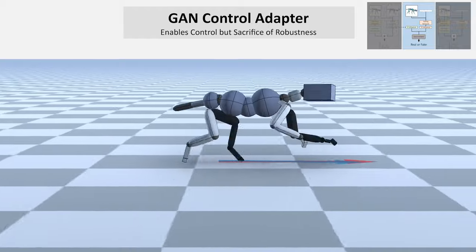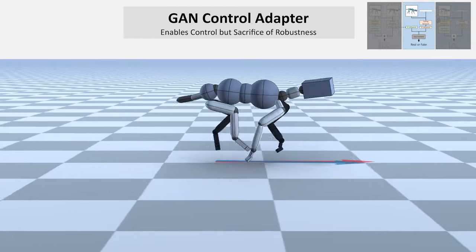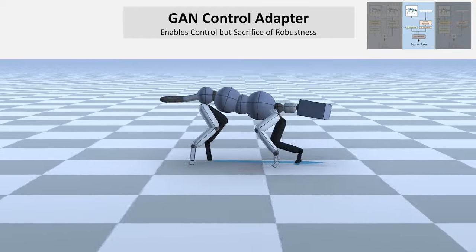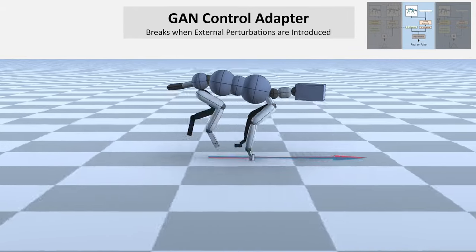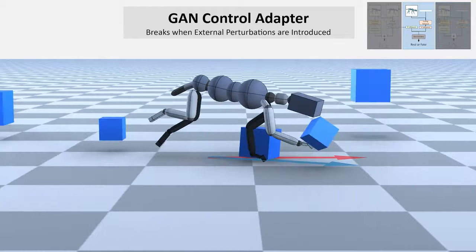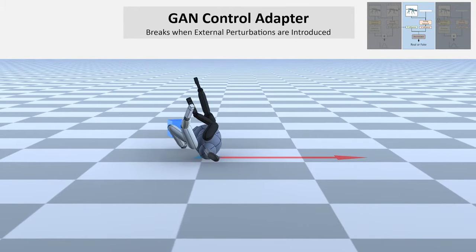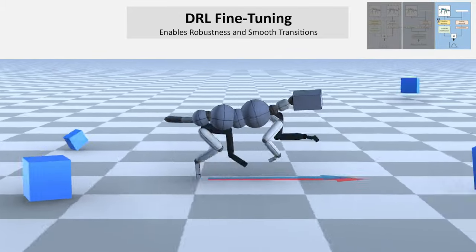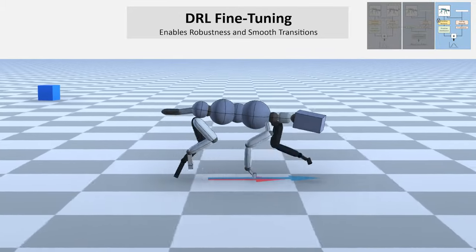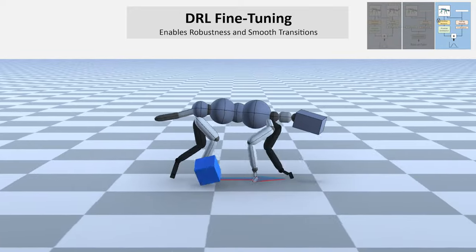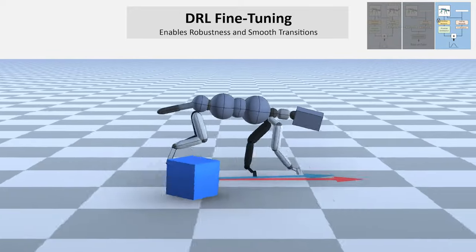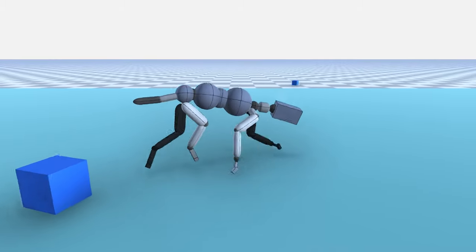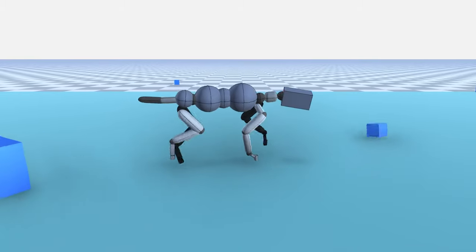The gain control adapter allows the agent to follow user control, but when we unexpectedly change the target speed to zero, the agent falls. Moreover, the agent breaks when we introduce external perturbations. After fine-tuning the agent with deep reinforcement learning, it can handle drastic changes in user control and recover from unseen scenarios. Not only that, our agent can even withstand multiple external perturbations at the same time.